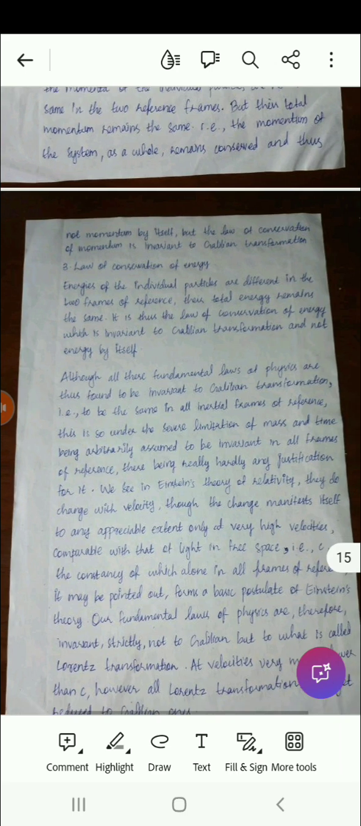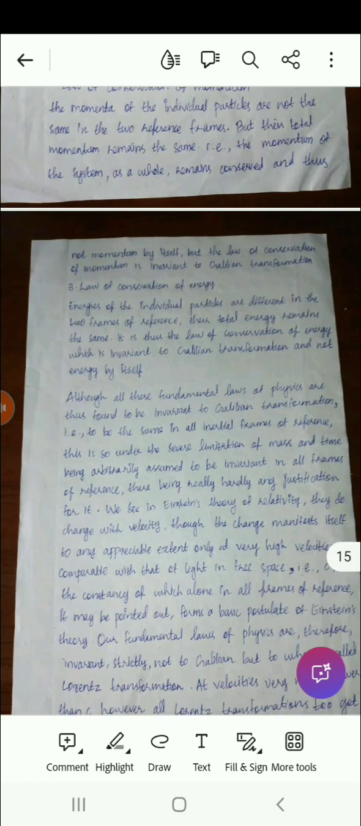And the third law is the law of conservation of energy. The energies of the individual particles are different in the two frames of reference, but their total energy remains the same. Like we said about momentum, the energies of the individual particles are different in both inertial frames, but the total energy of the system remains constant. Remaining constant means it will be the same, so we can say it is also invariant to Galilean transformation.